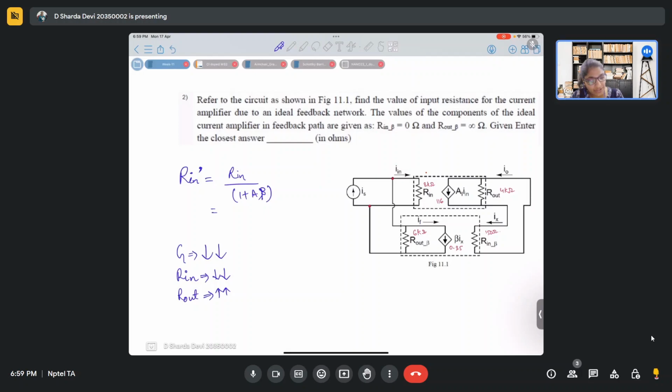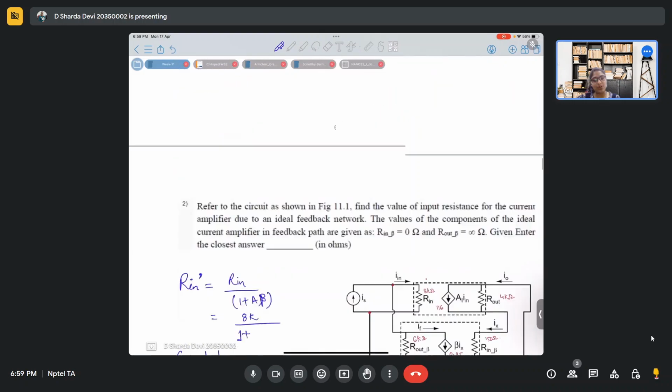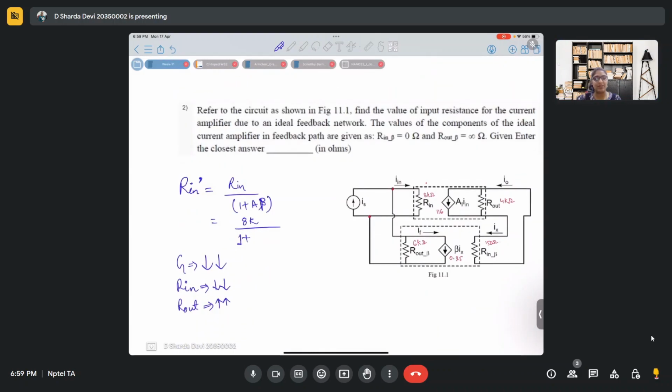Now here we already know Rn is 8 kilo ohms. 1 plus, now this A, which A will we use? Is it the A dash that we have calculated in the previous problem, or is it the open loop gain that was given? Open loop gain, which was given to us. So it is 116 times 0.35. So how much is the Rn dash that we are getting? The new Rn?